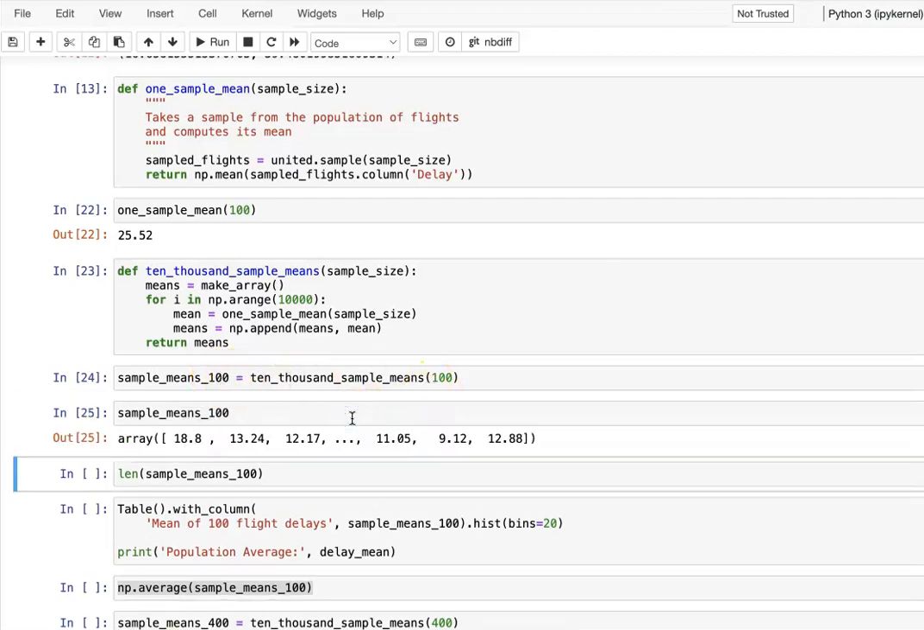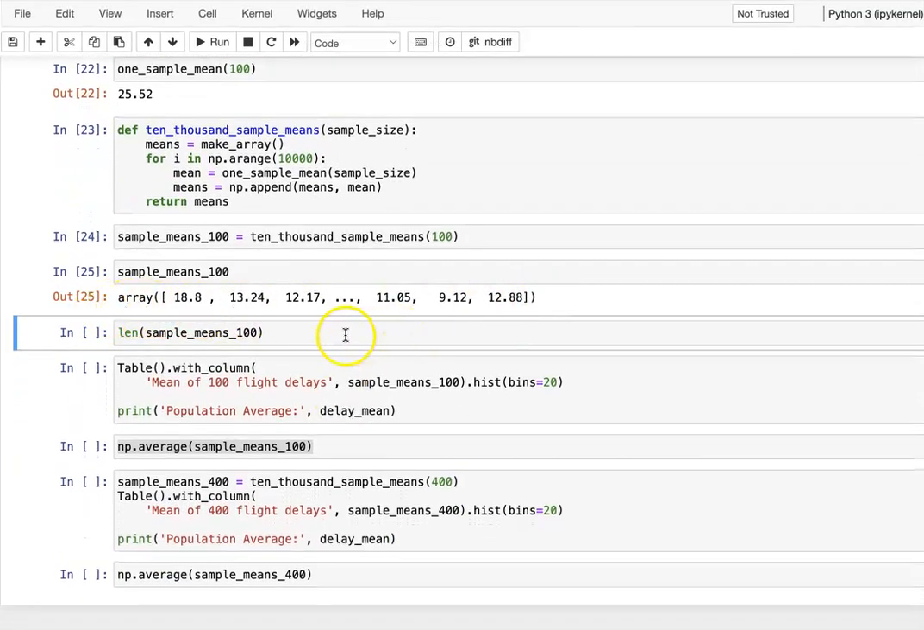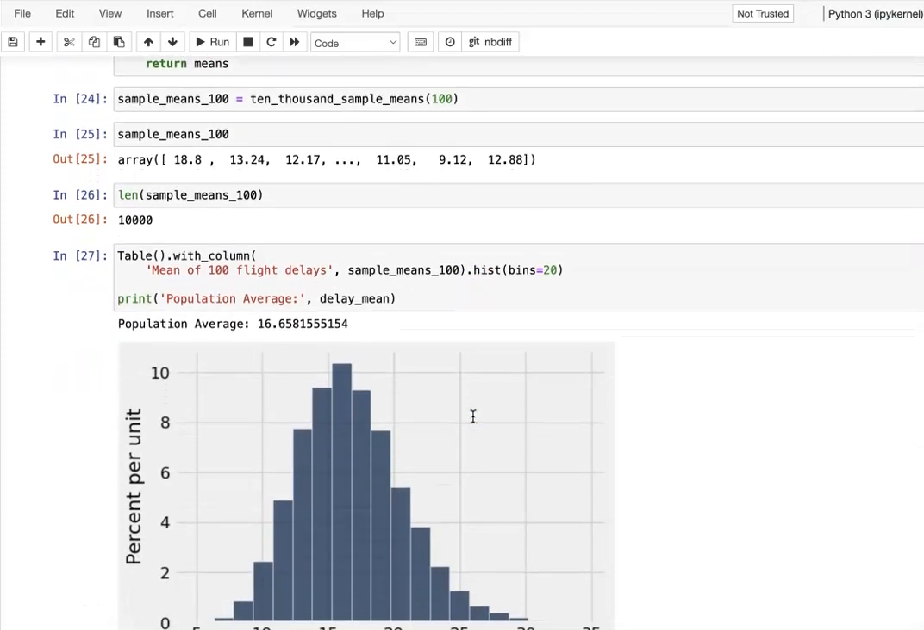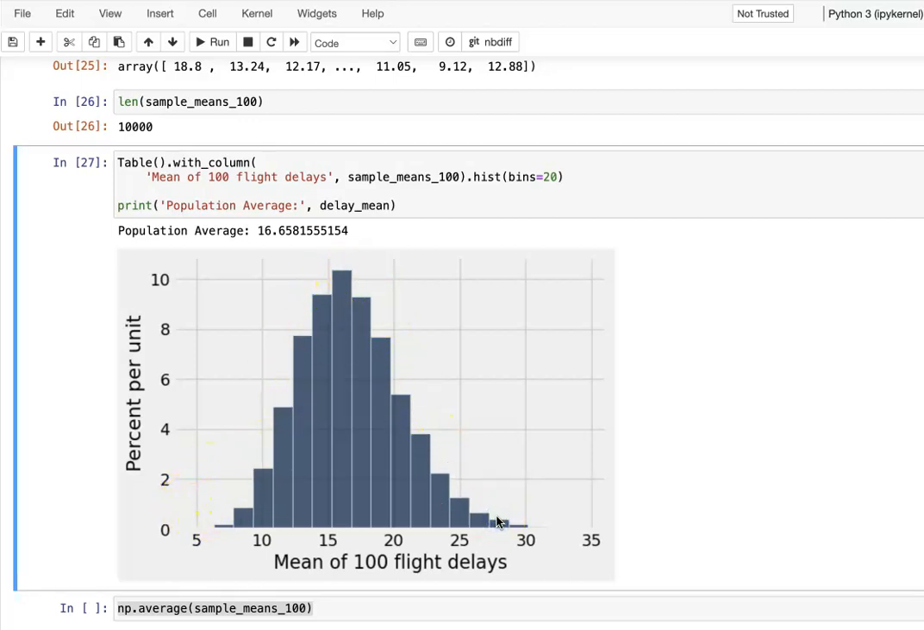So let's see how they look. Of course, we don't want to see just an array, so let's see it in a histogram. We have 10,000 data points. Wow, under 10,000 sampling, our average delay times actually look like the bell shape. Not exactly, but approximately you can draw the bell shape.